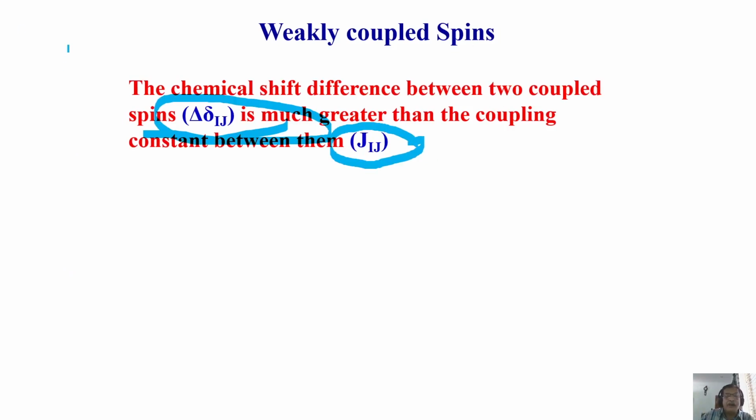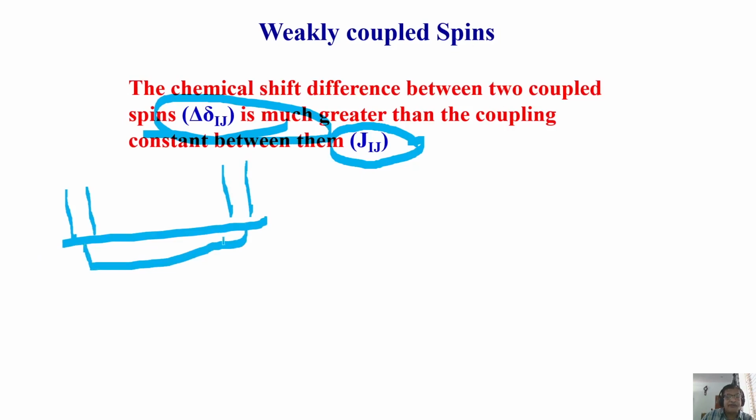Let us say one proton is here with a coupling like this, the other is here with a coupling like this. What is the chemical shift separation between this and this? Let us say this is delta. If this value is sufficiently larger than this J coupling, then you call it a weakly coupled spin system.